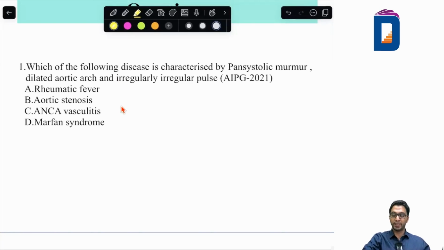Which of the following is characterized by pansystolic murmur, dilated aortic arch, and irregular pulse? One disease. Okay, pansystolic murmur. You know it very clearly now. Okay, it is Marfan syndrome. I'll come to that. We have to discuss a little bit of detail on Marfan syndrome. But then what is the key here? What is the most important cardiac feature of Marfan syndrome?